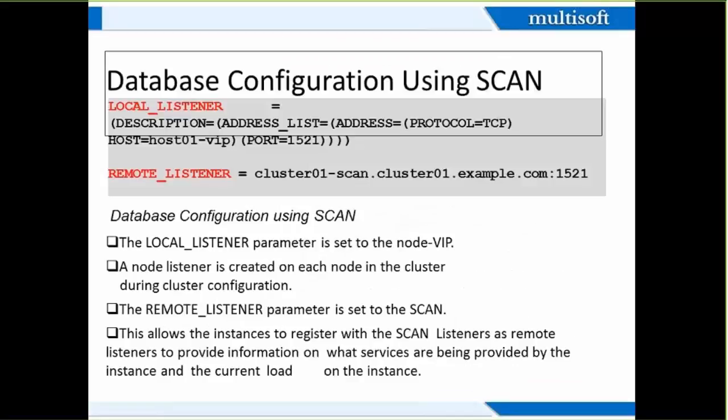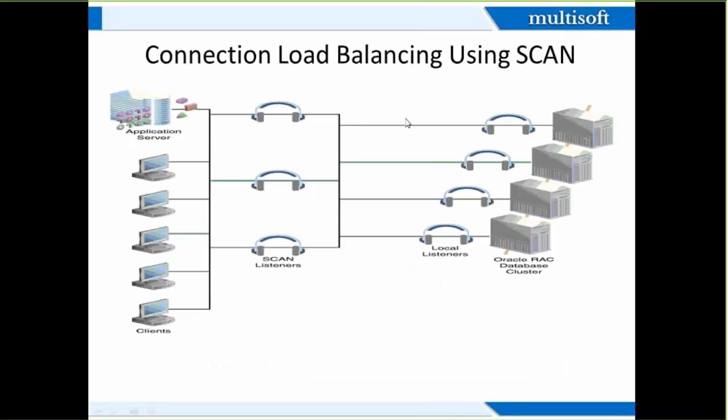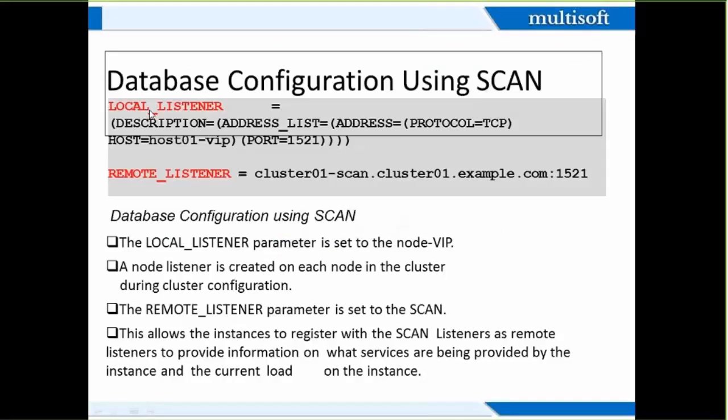Okay, so now there are two things. One is local listener. This is my TNS names entry, right? There are two things. One is local listener. Another one is remote listener.